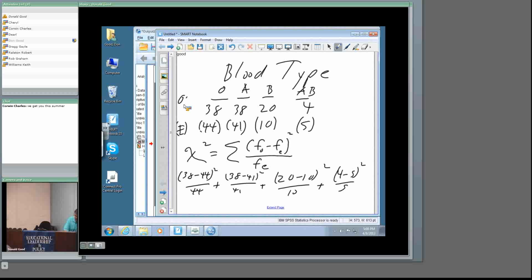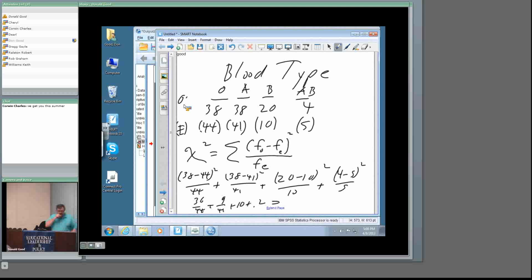38 minus 41 is negative 3. Negative 3 squared is 9, so 9 over 41. 20 minus 10 is 10. 10 squared is 100. 100 divided by 10 is 10. 4 minus 5 is negative 1. Negative 1 squared is 1. 1 divided by 5 is 0.2.